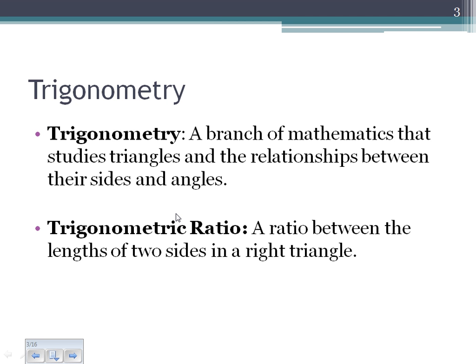So remember that a ratio has to look like any number over another one, and that's going to show up a lot today. A ratio is a comparison between two numbers. We're going to see that a lot today.